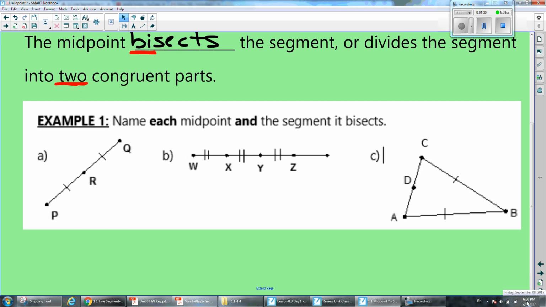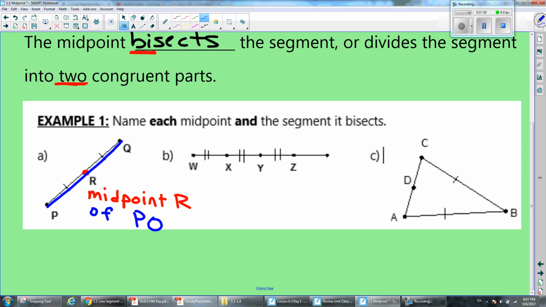So in this first example, we want to name each midpoint and the segment it bisects. Here, the midpoint is R of the segment PQ. Remember, I'm going to use two letters to name the segment, and I'm going to have my segment bar above it. And we know it's the midpoint, not just because it looks like it's right in the middle, but because the distance from R to Q is the same as the distance from R to P. We know these segments are congruent, PR and RQ, so we know it's right in the middle.